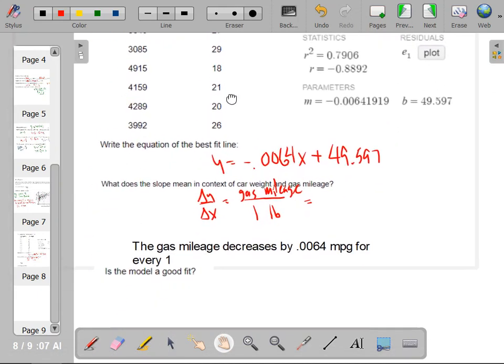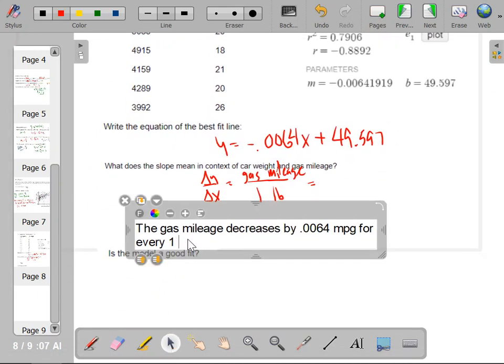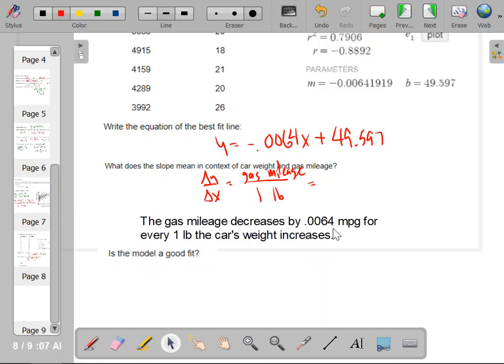It's changing y over changing x. So every 1 pound the car's weight increases, the gas mileage decreases by 0.0064 miles per gallon.